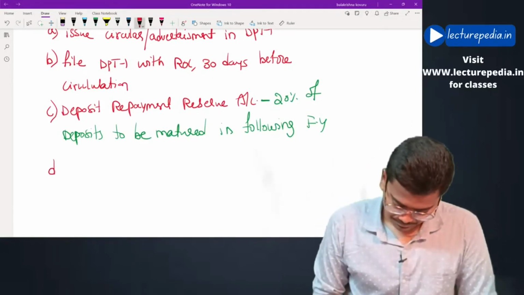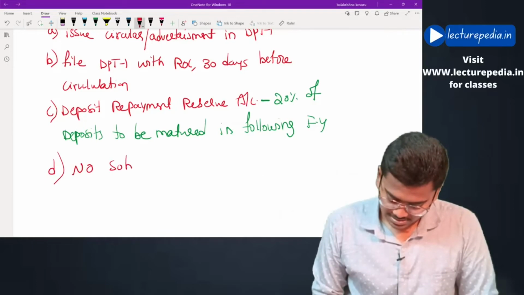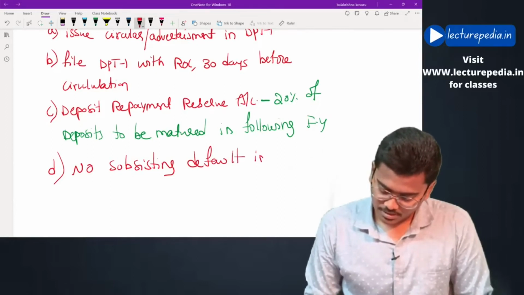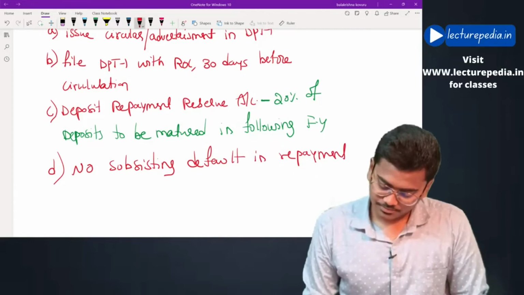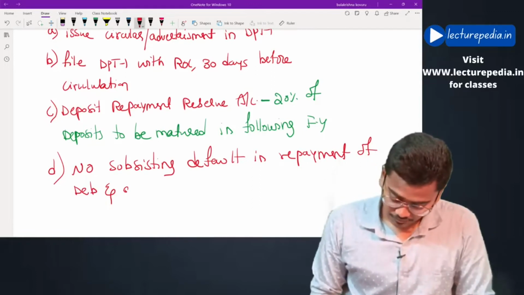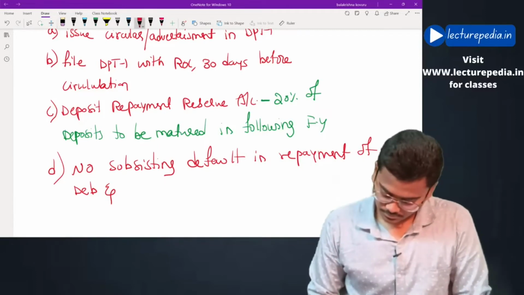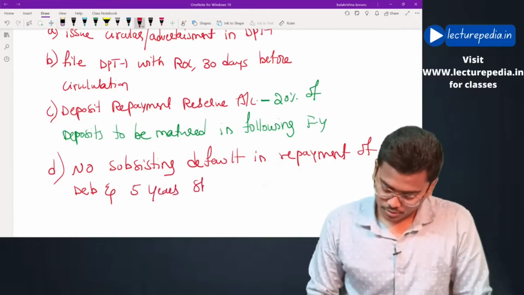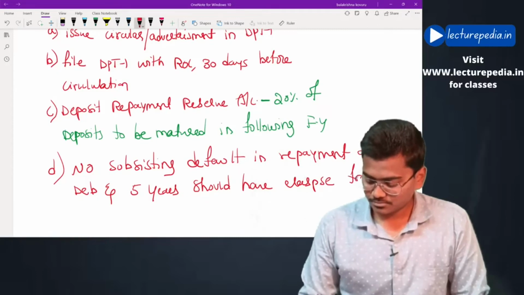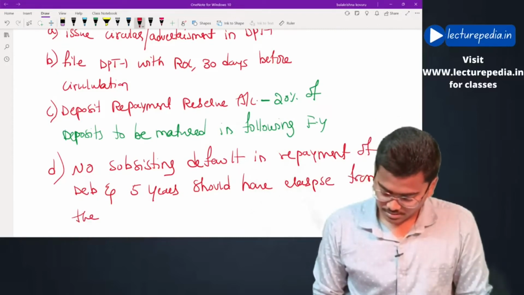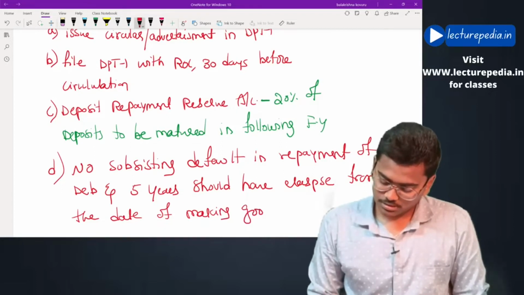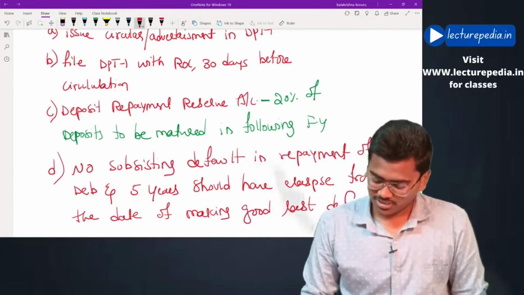Fourth condition: no subsisting default in repayment of debentures, and 5 years should have elapsed from the date of making good the last default. What is this?